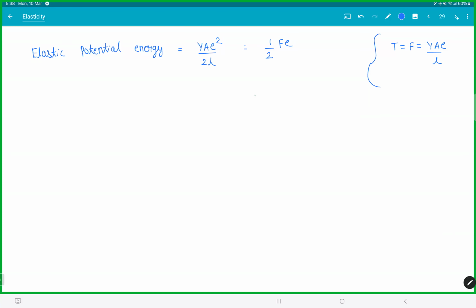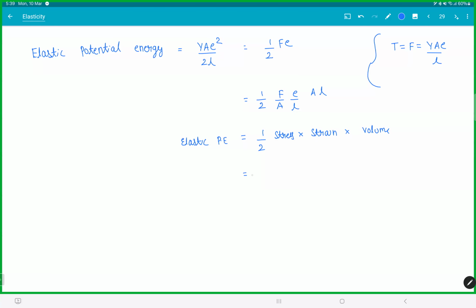You can do even better. Half F divided by area, E divided by length, so multiply area into length. Force by area becomes stress. E by L becomes strain. A into L becomes volume. So there are multiple ways of writing this. So this is your elastic potential energy.